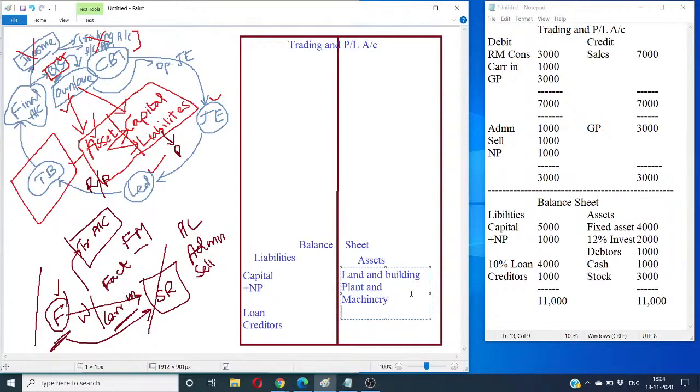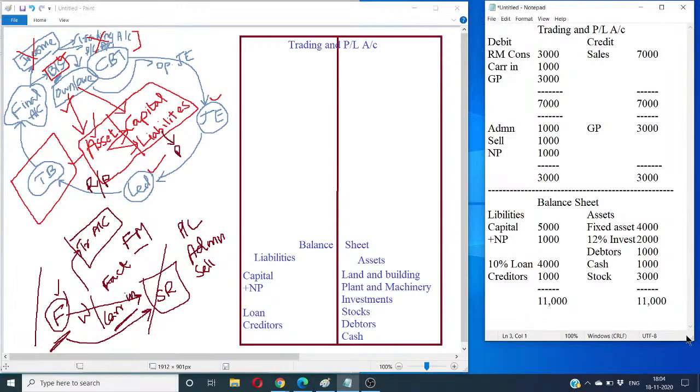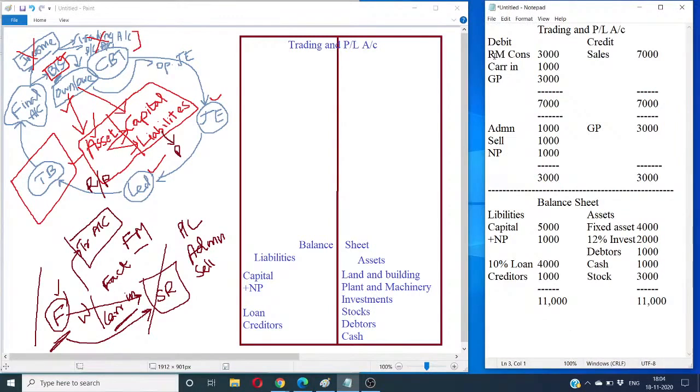And then we have investment and stock and debtors and cash and bank, whatever it may be. These things will come into the balance sheet. In the trading account, the first block, here we don't usually record this way. This is not the customary practice.